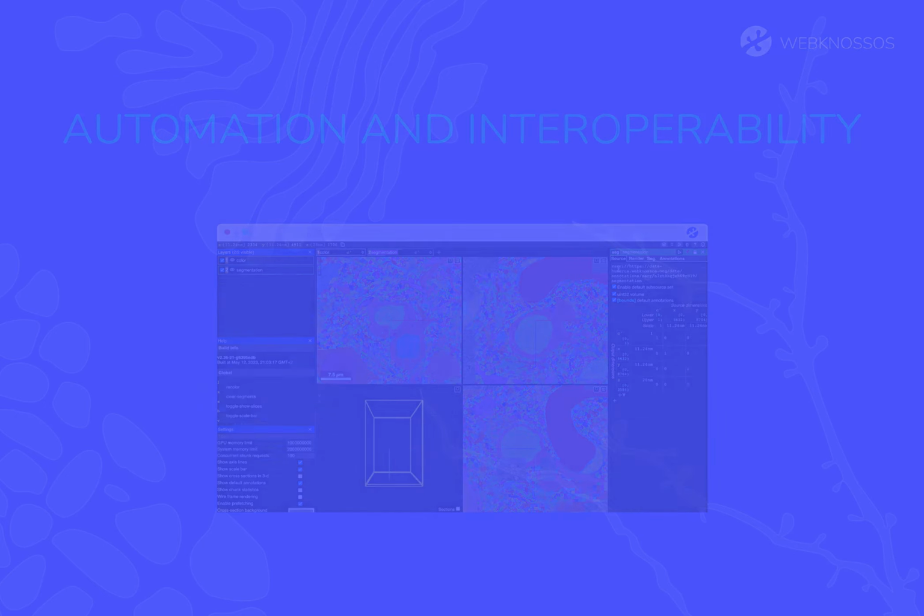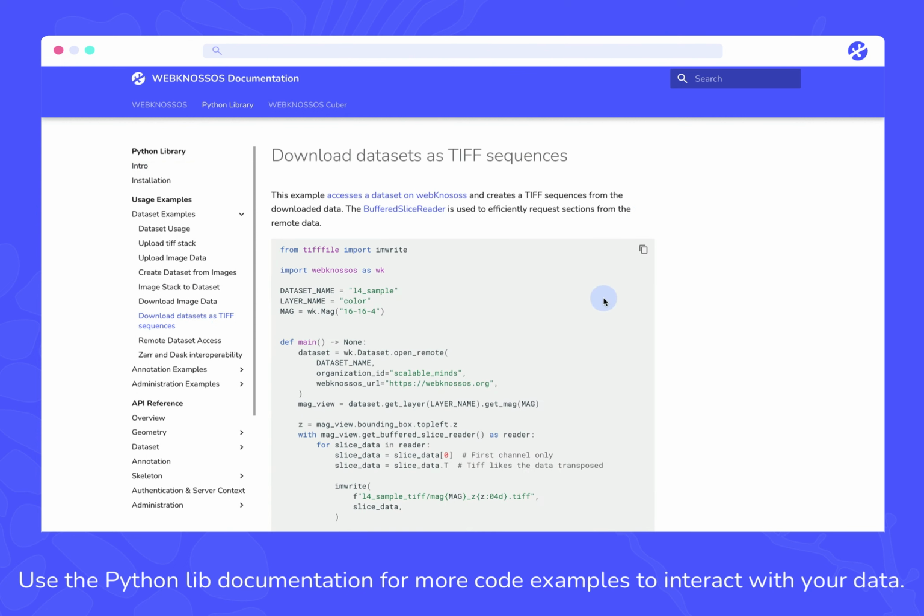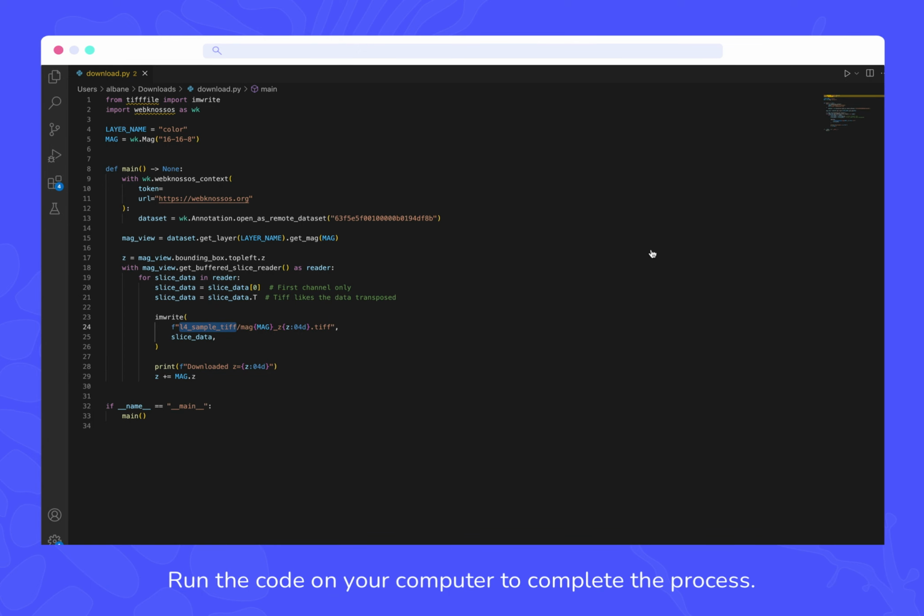To automate this process with Python, follow the same initial steps. Select Python Client in the download modal, then copy the provided code. Use the Python lib documentation for more code examples to interact with your data. Run the code on your computer to complete the process.